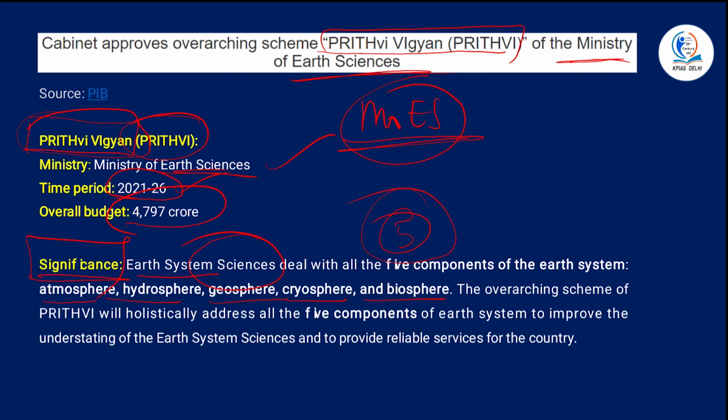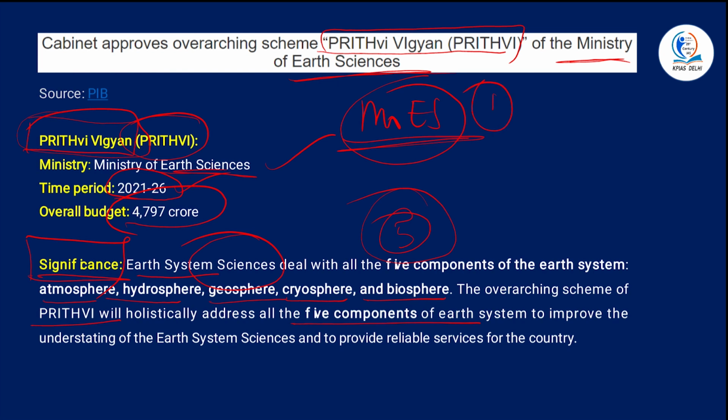So any system that studies all the 5 components of the Earth is part and parcel of this Prithvi scheme, which was launched by Ministry of Earth Sciences. The overarching scheme of Prithvi will holistically address all the 5 components of the Earth system, as I told you. So if you look at the objectives, what could be the primary objectives of this particular Prithvi scheme?